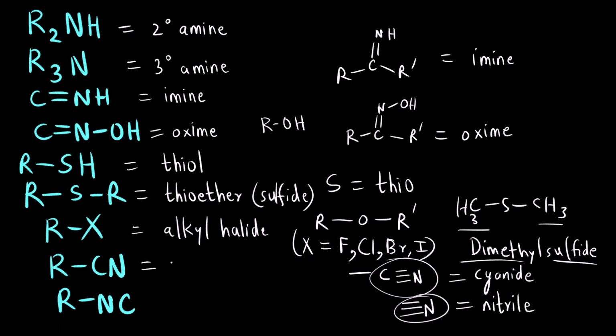So RCN can be called either cyanide if we consider CN, or it can also be called nitrile if we see only the triple bond N part. So cyanide or nitrile when the alkyl group is directly attached to carbon. Now, if I switch the positions, if the nitrogen is directly attached to the alkyl group, then we call it isocyanide.